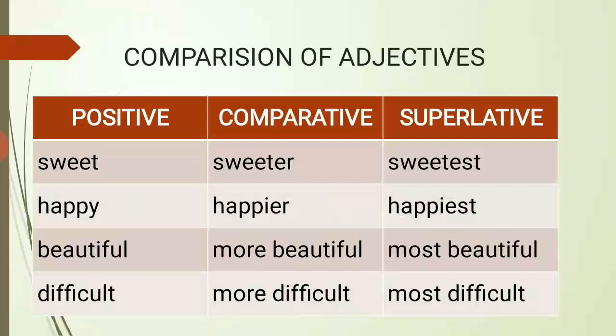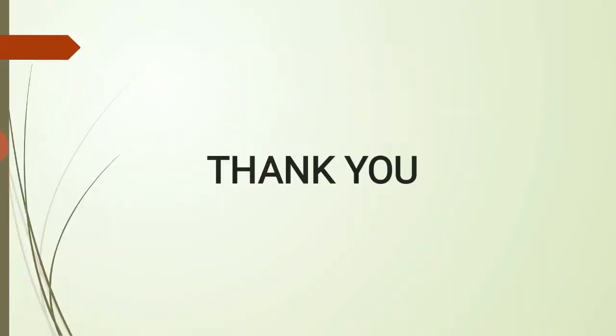Again, positive, no comparison. Comparative, comparison is made when we compare two people or things, and in superlative when we compare more than two people or things. So these are the three degrees of comparison. Comparison of adjectives: positive, comparative, and superlative. So children, I conclude the session over here.